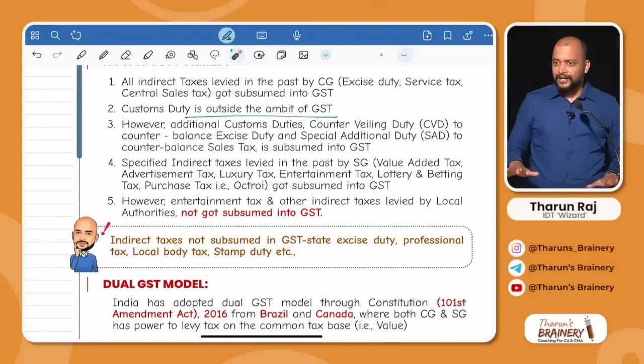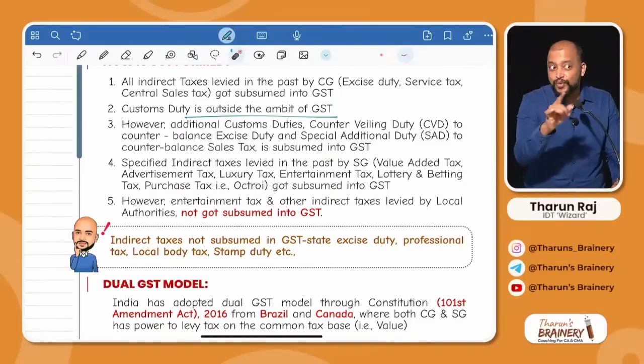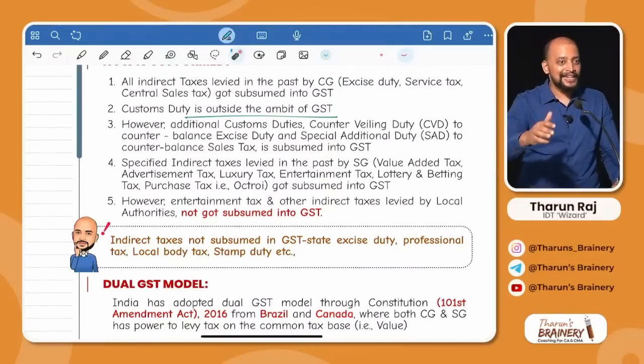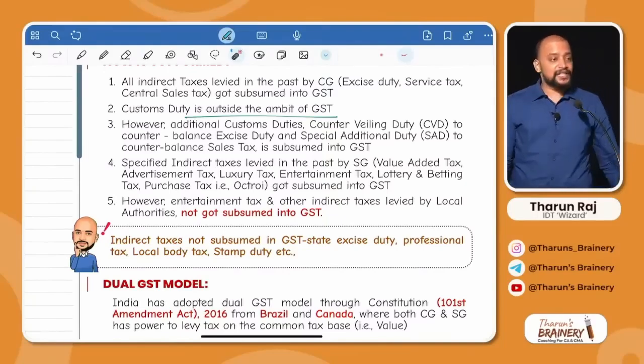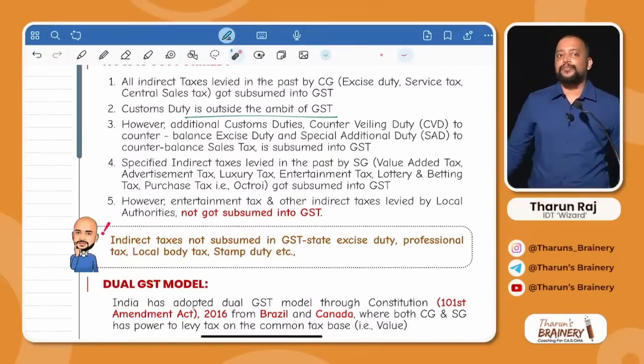So in a question, when you don't know anything, that is actually not subsumed into GST. Is it clear or not? Because what you learn is what is subsumed into GST. If something new comes, it is not subsumed into GST. So that is the answer for which are all not subsumed into GST. Is it clear? Next, what about indirect taxes levied by local authorities, whether they got subsumed into GST? No. Indirect taxes levied by local authorities are not subsumed into GST.